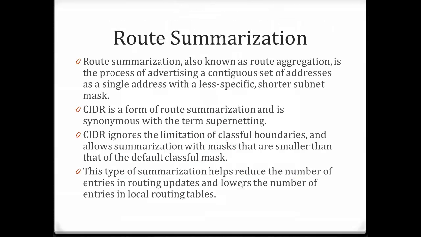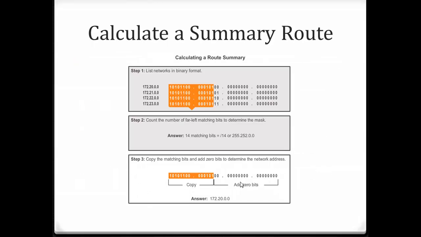One thing that we can do with our routes is summarize a bunch of networks into one. When we summarize these networks into one, this is often known as supernetting or CIDR. The networks that we summarize together must be contiguous. To calculate a summary route for IP version 4, what we must do is convert all addresses that we want to summarize into binary. So in this example here, we're going to summarize the 172.20, 172.21, 172.22, and the 172.23 networks all into one summary route. So we convert them all into binary.